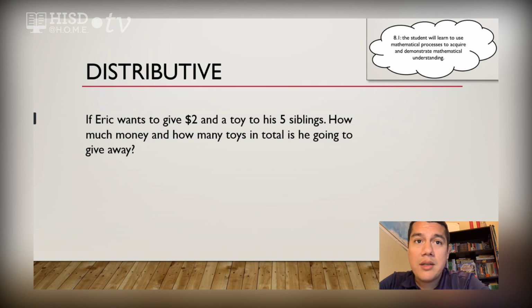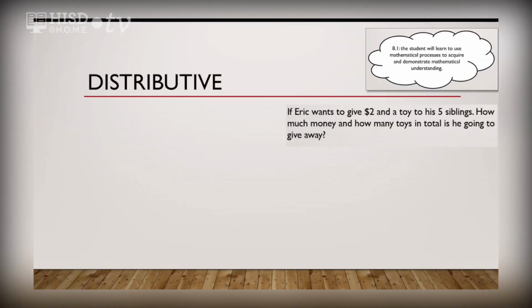If Eric wants to give $2 and a toy to his 5 siblings, how much money and how many toys in total is he going to give away? Let's look at how we work this problem. In this example, Eric wants to give $2 and a toy to his siblings. So I can say that he's going to give $2 plus a toy to his siblings. How many siblings does he have? Well, actually he has 5 siblings.